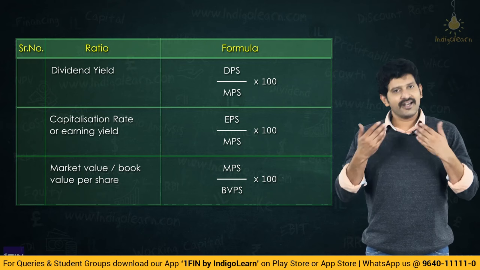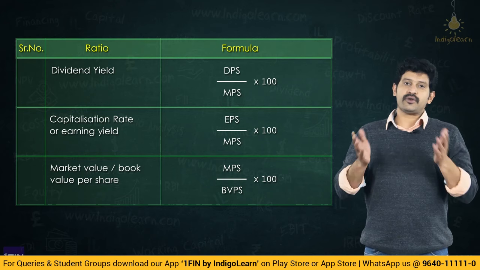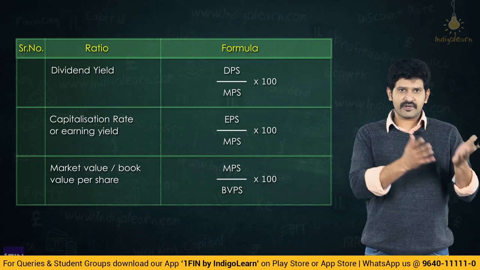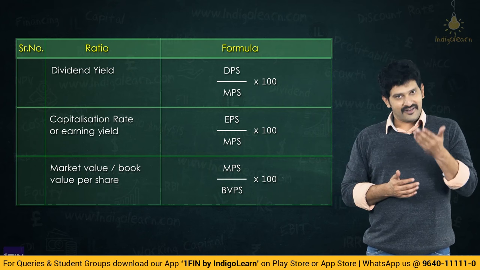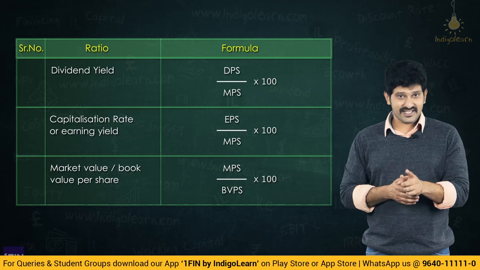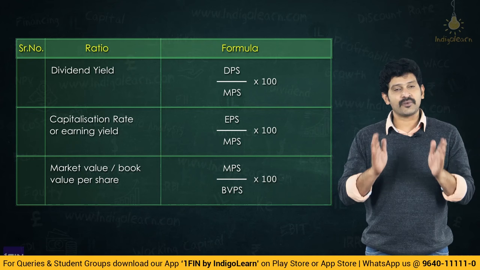And lastly, our market value to book value ratio, that is market price per share divided by book value per share. Now, what is the market price per share? We know it is the market value of the share, MPS, divided by book value. Now, how do we get the book value? We are talking exclusively about equity share capital here. Therefore, equity share capital plus reserves and surplus minus any debit balance in P&L account, divided by number of equity shares, will give us the book value per share.